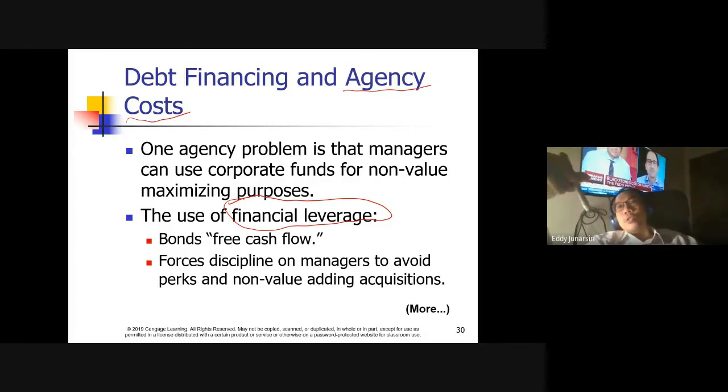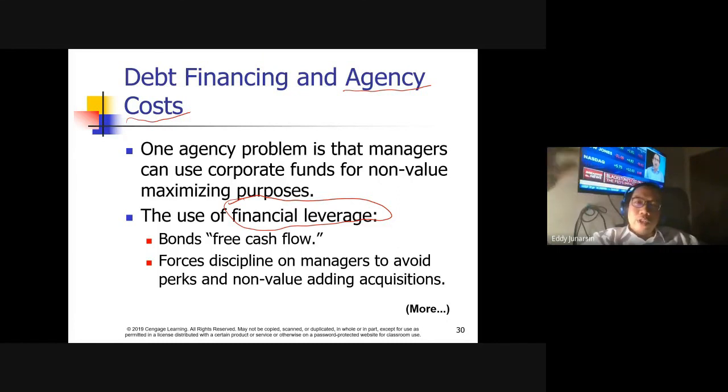So we could reduce the wasteful behavior, wasteful action by your top executive, because now they have to make sure that they could repay the interest expense and also the principal of the debt. Otherwise, the company could be sued by the creditors, right? Could be taken to court and sued for bankruptcy, and then the top executive will lose their jobs.